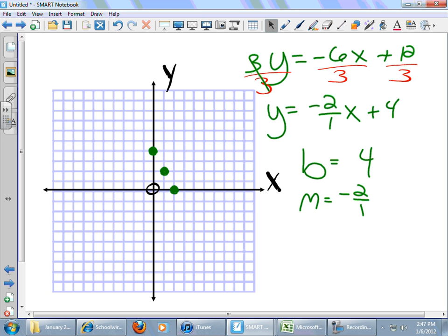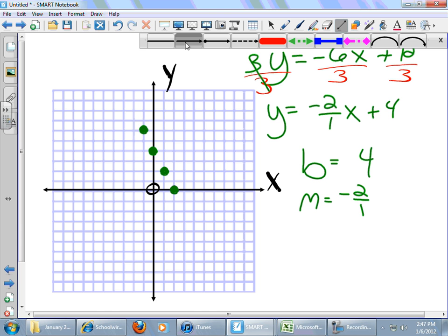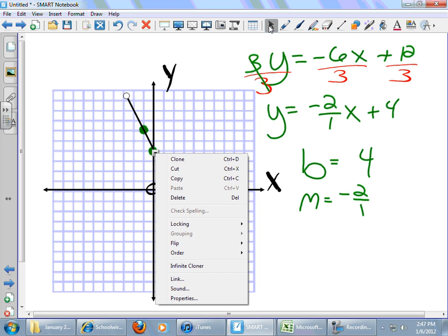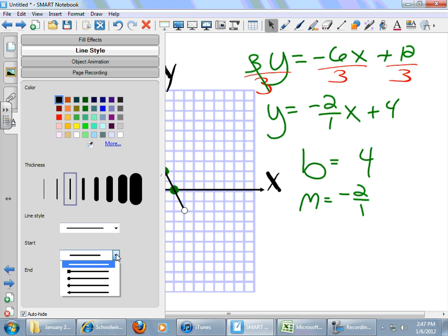If I want, I could do positive 2 over negative 1, up 2, back 1. And notice all 4 points end up on the same line. We only do 3 or 4 points to make sure that we're getting an accurate line. It improves accuracy. We technically only need 2 points to do it. But there you go. Make sure I have my arrowheads on there.